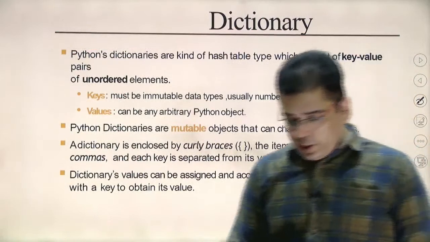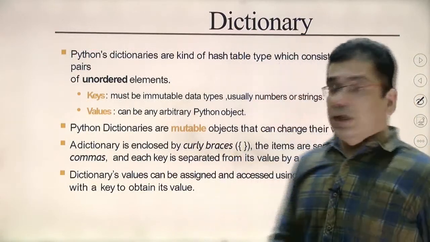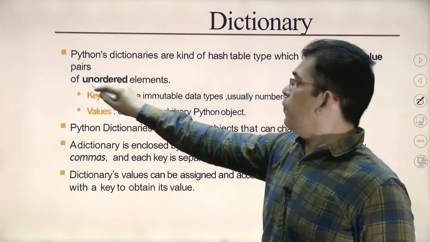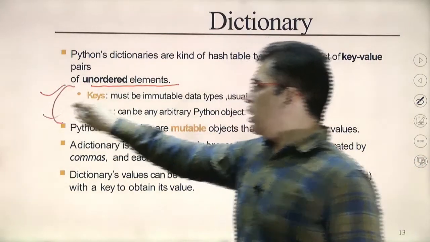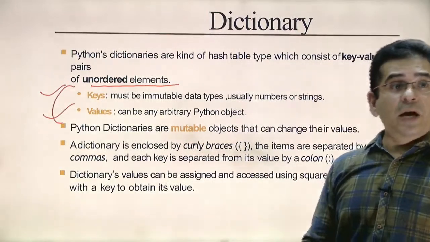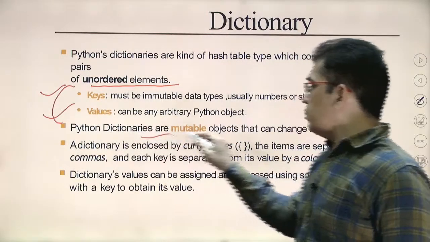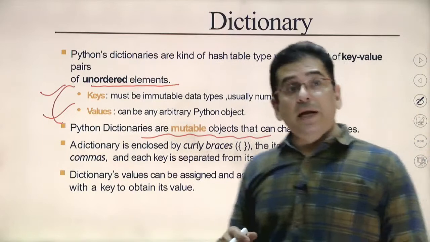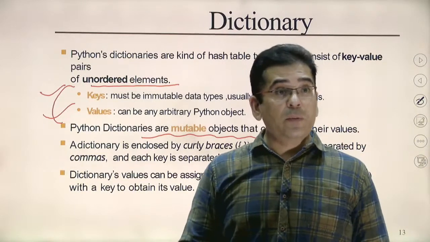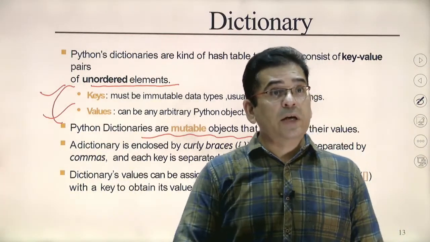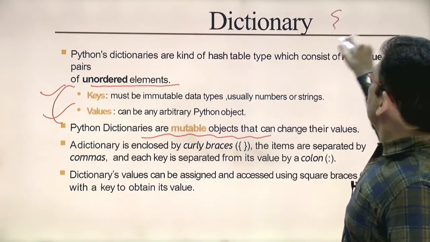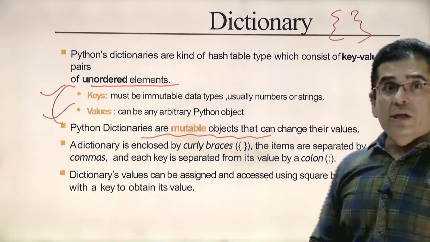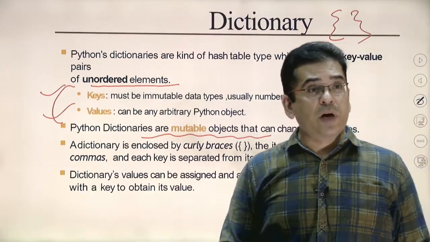The last data structure which I am telling you is the dictionary. A dictionary is a kind of collection of unordered elements. It has two values, one is key, another is value. It is a pair of keys and values. These are mutable objects. Like a list, you can change these objects at runtime. A dictionary is enclosed by curly braces. So like set, a dictionary is also written with the help of curly braces.